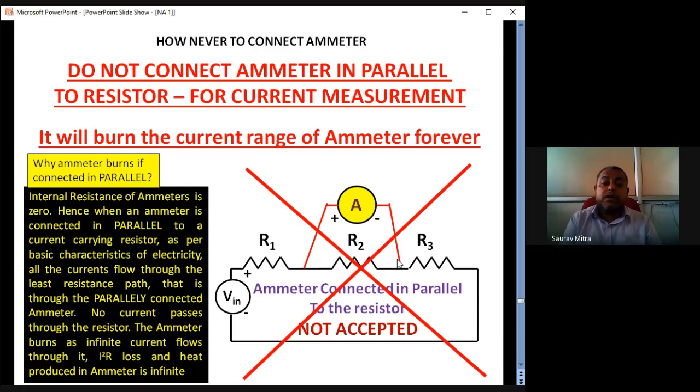Very big caution and very big request to you, because students have burnt a lot of multimeter ammeter ranges in this institution, in this college lab. So the multimeter will work fine because the ohm meter range and voltmeter range will work fine, but the ammeter range will not work because somebody has connected it in parallel with a resistance and the current range has gone bad.